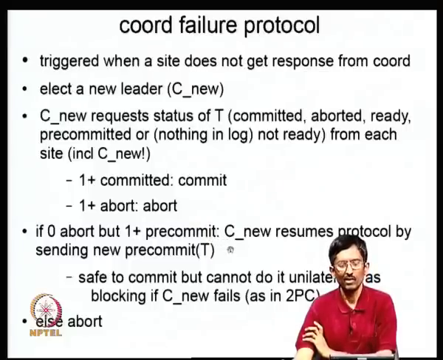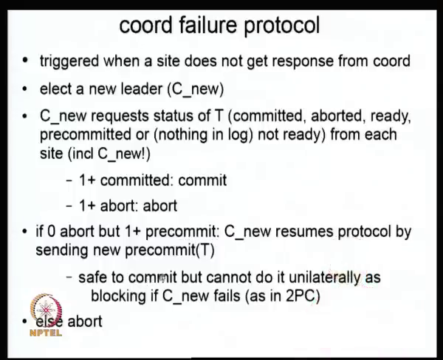Okay. Now CNew has to resume the protocol by sending a new pre-commit. Now you really can't go ahead and say commit, okay, because you have to see what CNew itself has. You really can't commit right away, because if that happens, then you essentially get to the same situation as 2-phase commit. Okay.